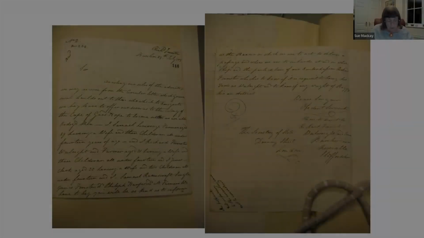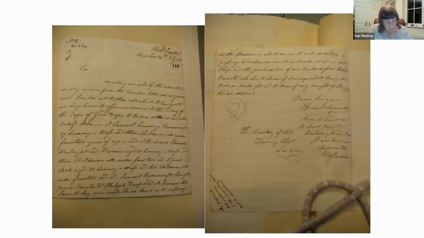And this letter was written by Richard Forrester and shows that he originally intended to take out a party jointly with Samuel Liversidge and several others. It says, "Sir, availing ourselves of the advantages we may receive from the circular letter which government holds out to those who wish to emigrate, we beg leave to offer our services to the colony of the Cape of Good Hope to become settlers. We are all able-bodied men.